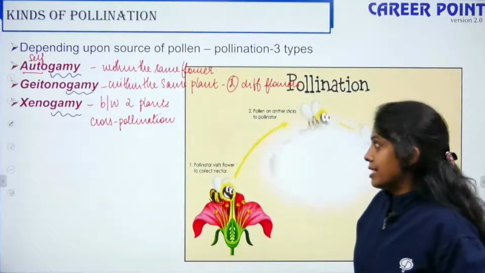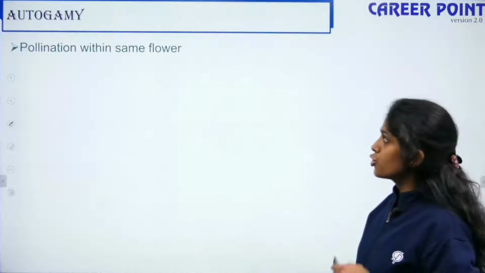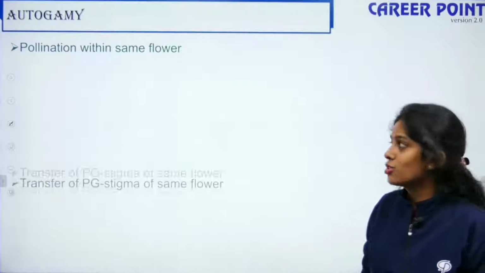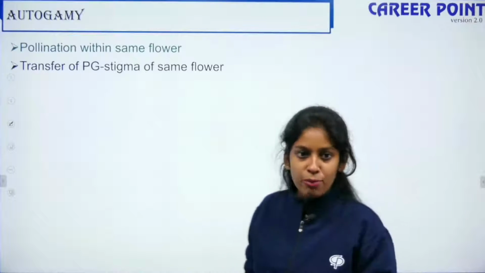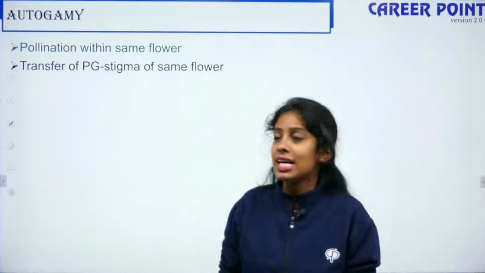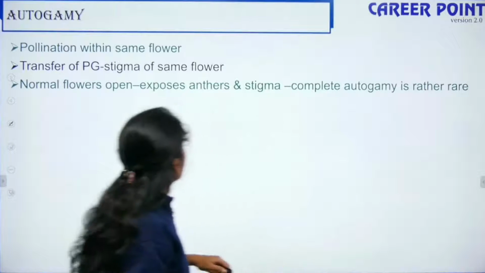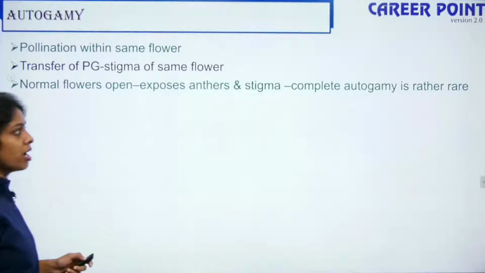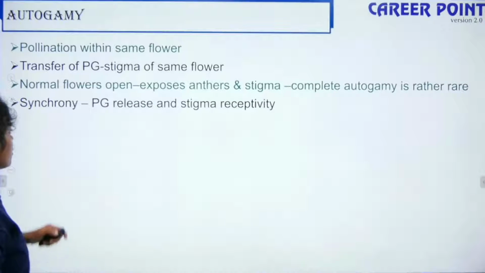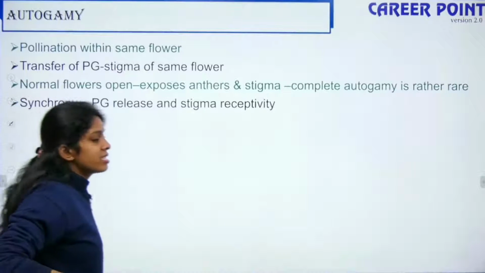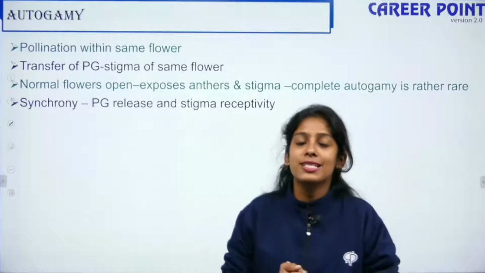Alright, now we move forward and talk about autogamy. Pollination within the same flower is autogamy: transfer of pollen grains to the stigma of the same flower. It is happening inside the same flower. Normal flowers open and expose the anthers and stigma, so complete autogamy is rather rare. There is synchrony of the pollen grains and the stigma receptivity. In the case of autogamy, what are the characteristics of the plant?